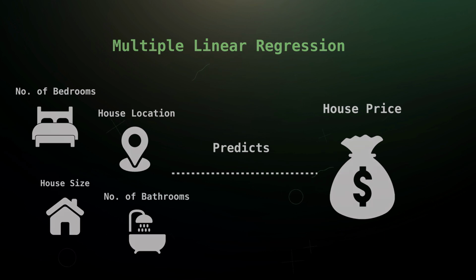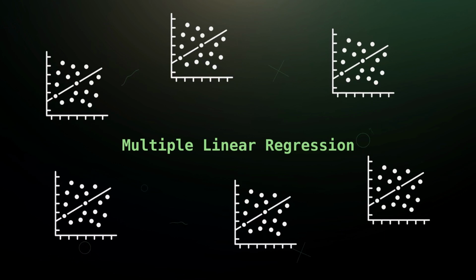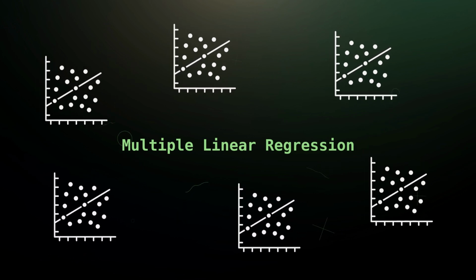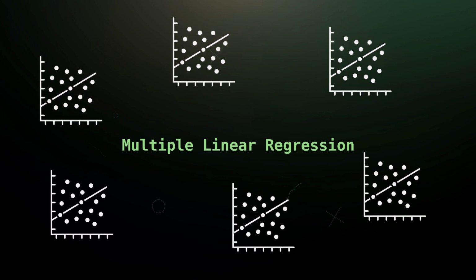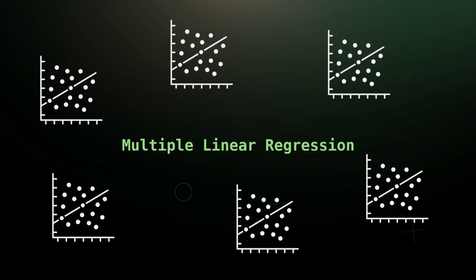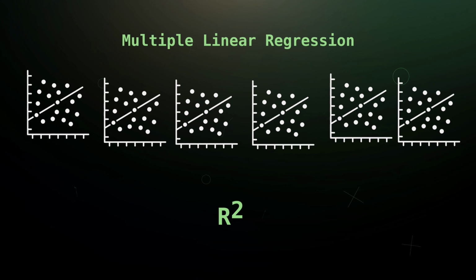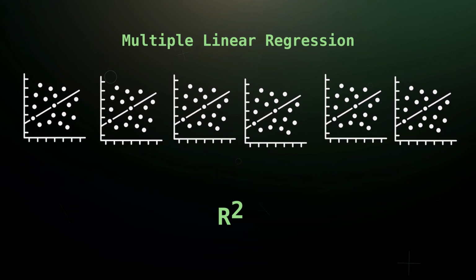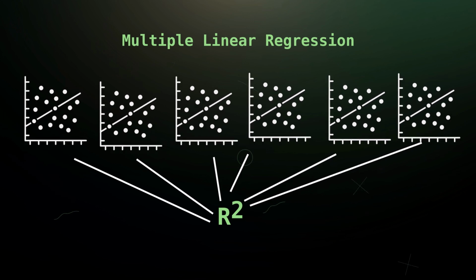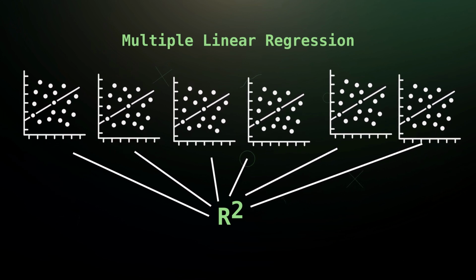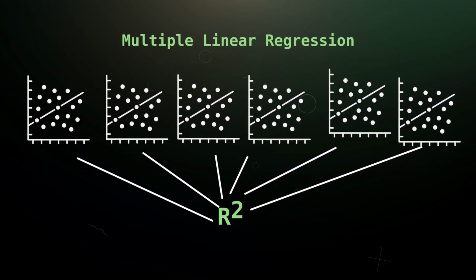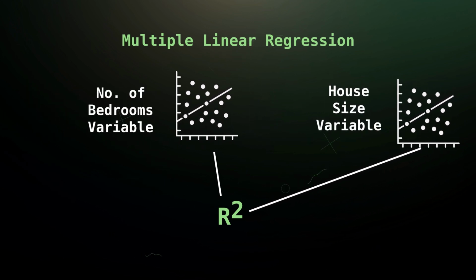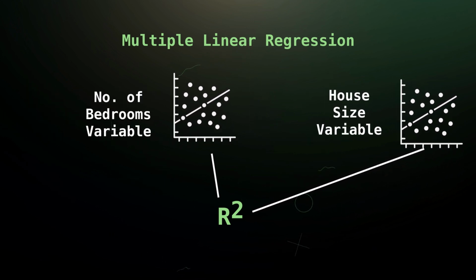The idea behind a multiple linear regression is the same as a simple regression, but now instead of a single line, you get a more complex model, sometimes represented as a plane or even higher dimensions. In multiple linear regression, the R-squared value works the same way. It shows how much of the variance in the dependent variable is explained by the model, but now it reflects the combined impact of all the independent variables. So if we use both house size and number of bedrooms, the R-squared value will tell us how well these two factors together explain the variation in house prices.